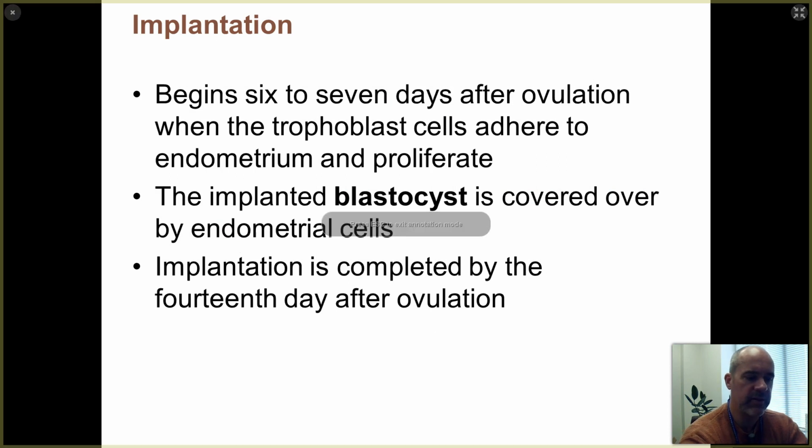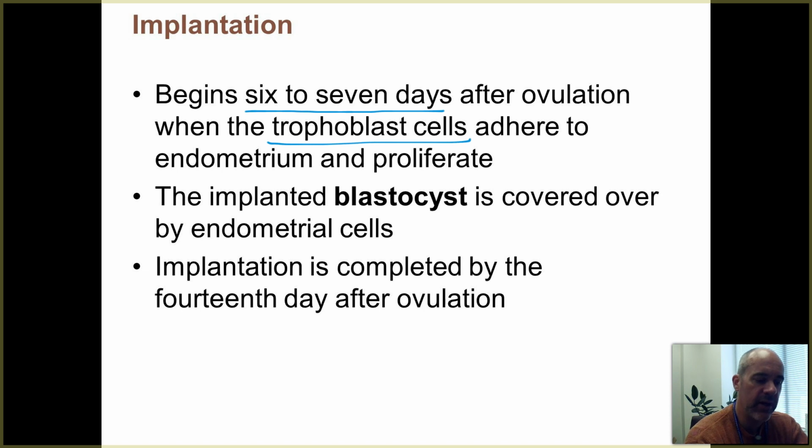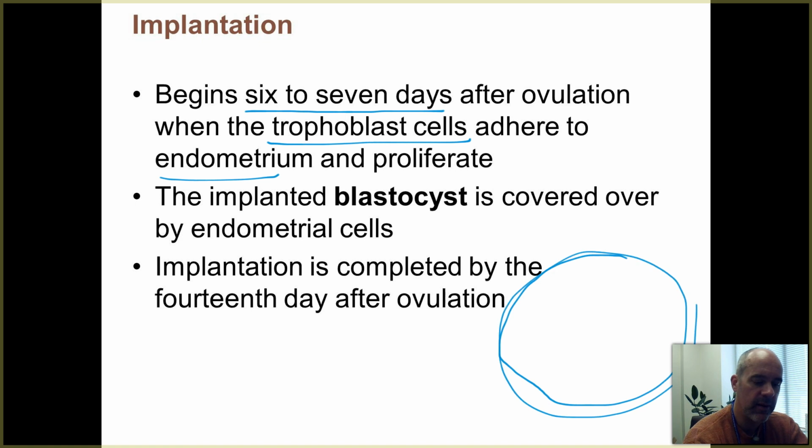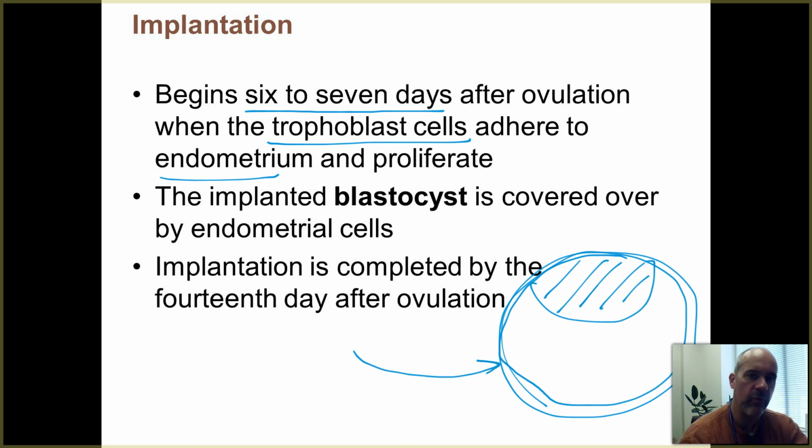All right, implantation. So finally we're ready to implant into the endometrial lining of the uterus, and that begins about 6 to 7 days after ovulation. Remember, fertilization is going to have to take place pretty quickly after that. The trophoblast cells adhere to the endometrium and proliferate. So if this is our blastocyst here, and here's our inner cell mass right in there, these cells that are forming the surface of this hollow ball, those are called your trophoblast cells. That's where they're going to be located.